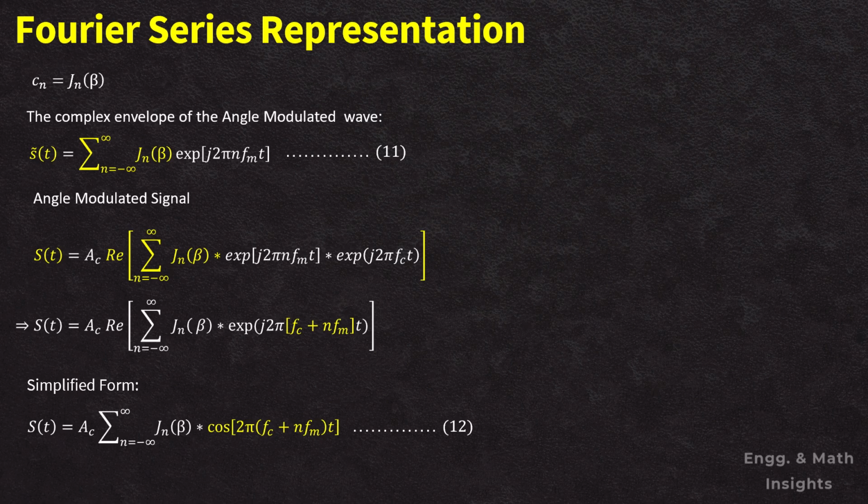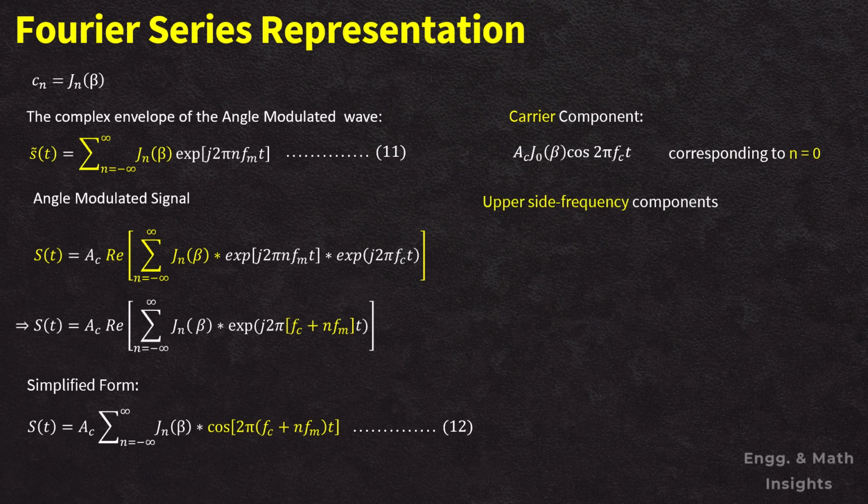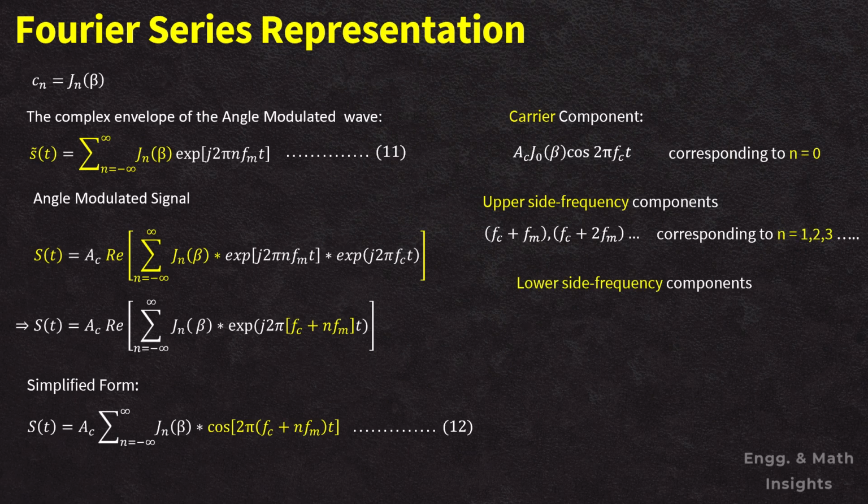This equation 12 enables us to explain the angle modulated signal s(t) in terms of carrier and sideband frequency components. The carrier component is given by Ac J0(beta) cos 2 pi fc t corresponding to n equal to 0. The upper sideband frequency components with the frequency fc plus fm, fc plus 2 fm and fc plus 3 fm are obtained by putting n equal to 1, 2, 3, and so on. The lower sideband frequencies having the frequency fc minus fm, fc minus 2 fm and fc minus 3 fm are obtained by putting n equal to minus 1, minus 2, minus 3, and so on.